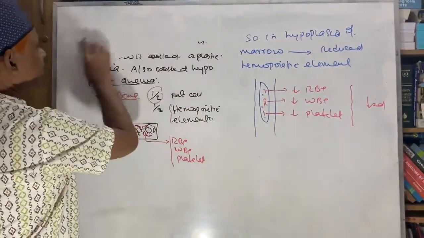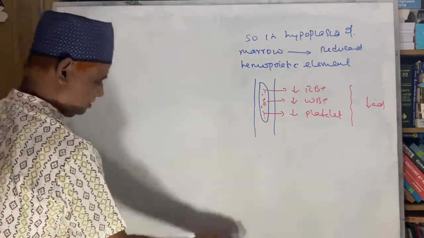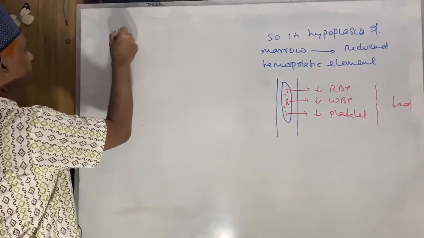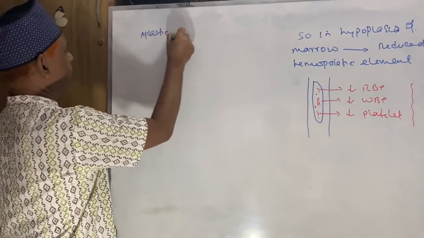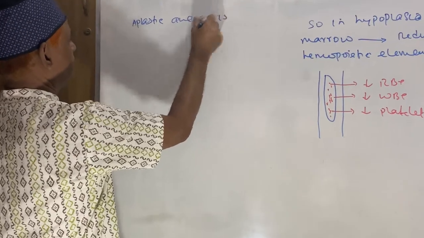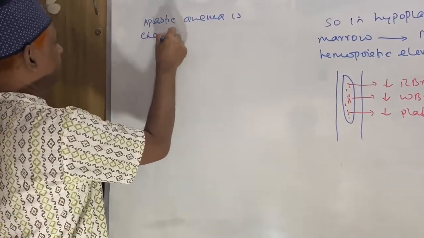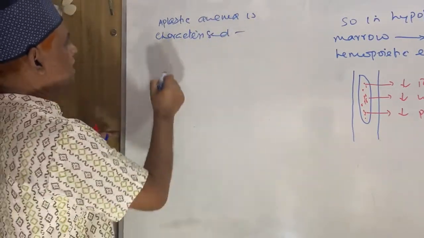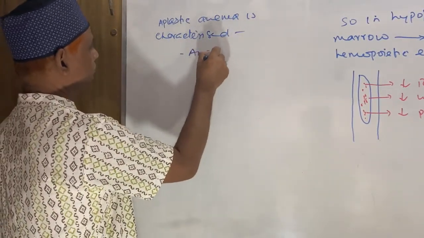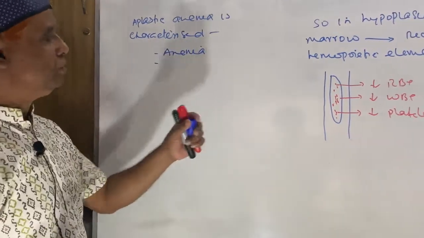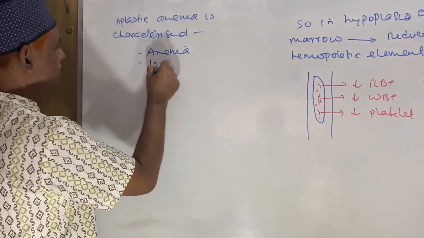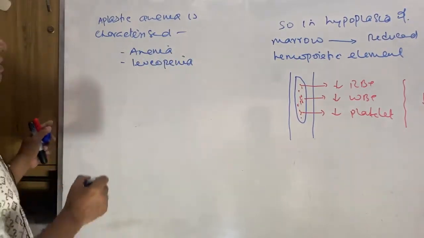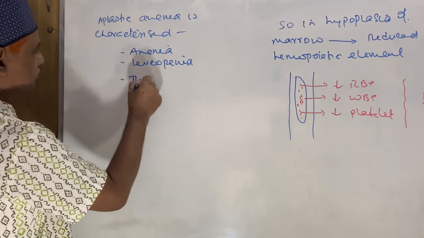So aplastic anemia is characterized by: if RBC is reduced, anemia; if WBC is reduced, leukopenia; if platelet is reduced, thrombocytopenia.